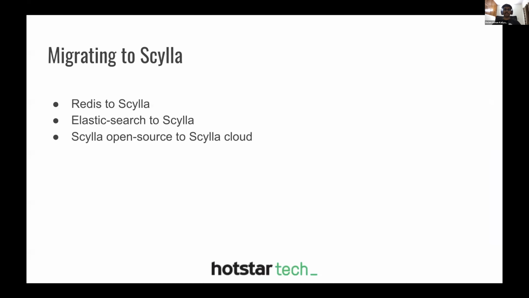Now I'm going to talk about how we migrated to Scylla. Before we moved to Scylla, as I said, we had two different databases, Redis and Elasticsearch. Now we have to migrate that huge data into Scylla Cloud. Also, in the intermediate step, before we migrated to Scylla Cloud, we used Scylla open source for a few months for verification, regression, and testing. So I'm going to talk about all these three migration steps.